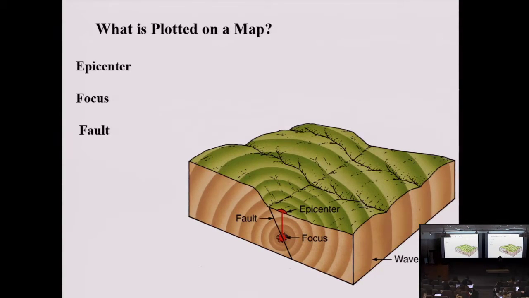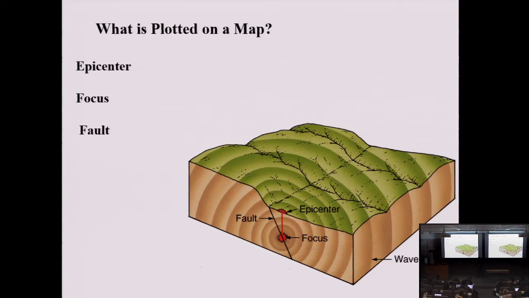The focus is the point from which the rupture emanates. It's the point at which the energy is released. So the focus is the physical position inside the Earth. So that's where the break starts from. What we plot on a map is straight up, vertically up from the focus on the surface of Earth. That's the epicenter, so that enables us to plot earthquakes on a two-dimensional map, right?